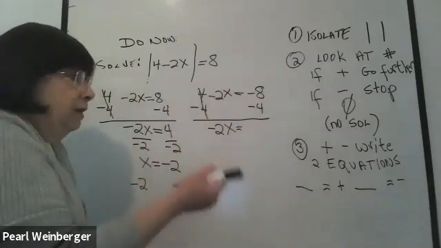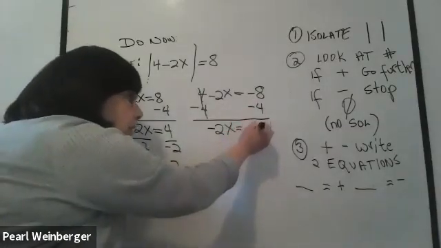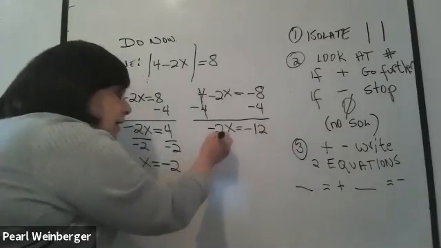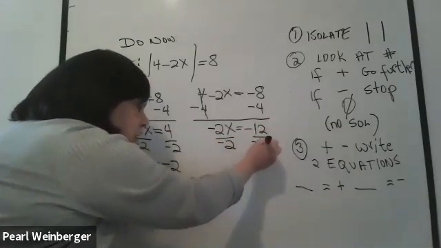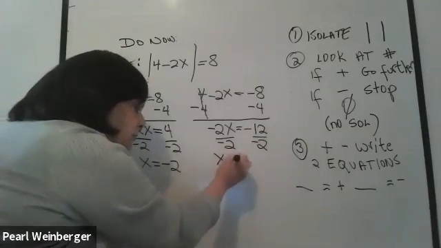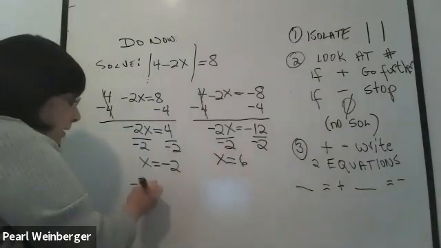All right, so how much do we get when we have negative 8 minus 4? Well, a negative 8 minus 4 is a negative 12. And now again, I divide by the negative 2 to get the x alone. And that gives me x equals 6. So here are my 2 answers.